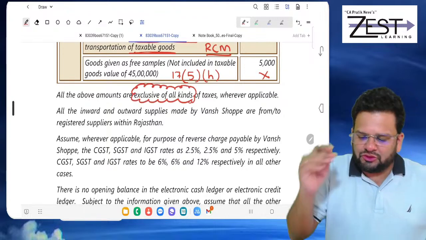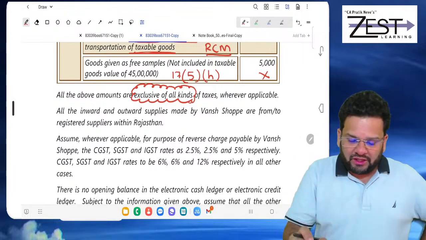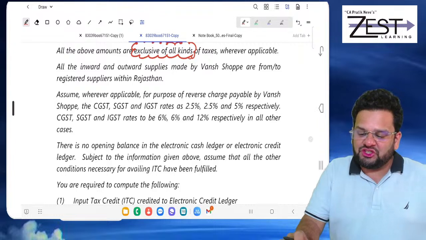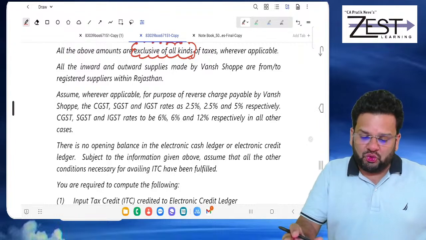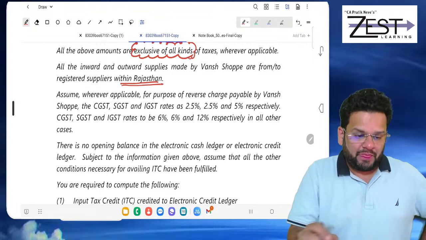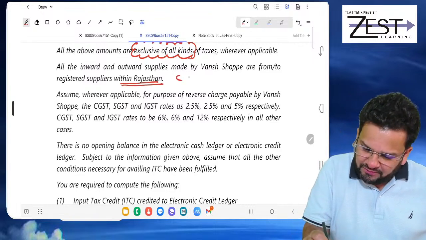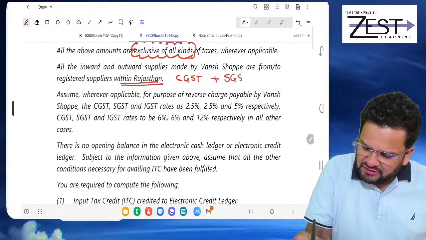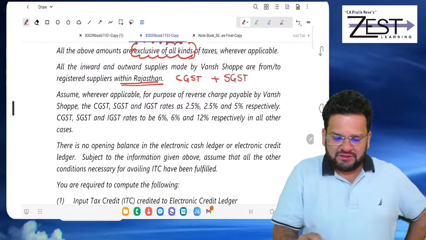Congratulations, they are exclusive of taxes. So no need to take much tension. All the inward and outward supplies made by one Shopee are from or to registered suppliers within Rajasthan. So it means there will be CGST plus SGST. Do you agree with me on this?